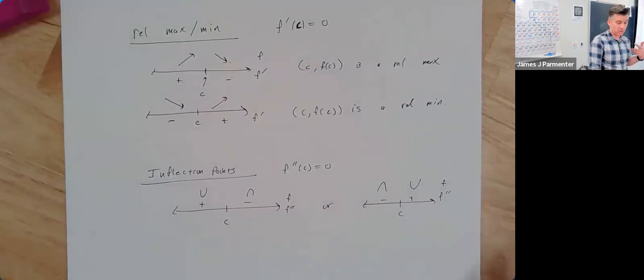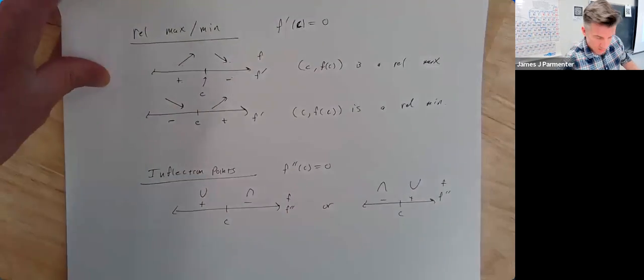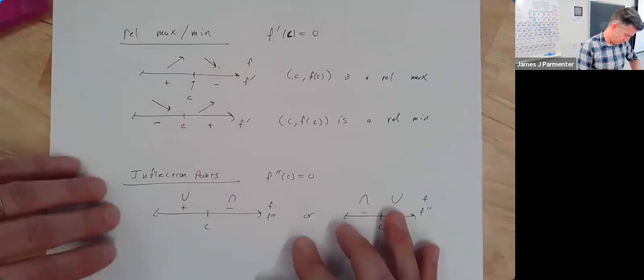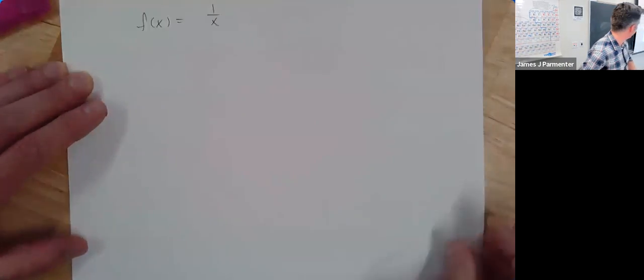You can certainly have, okay, here's a real quick example. The easiest example I can think of. f of x equals 1 over x.